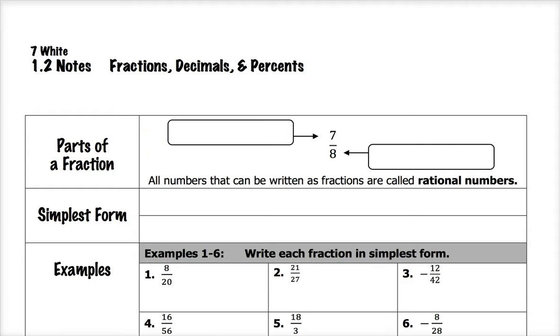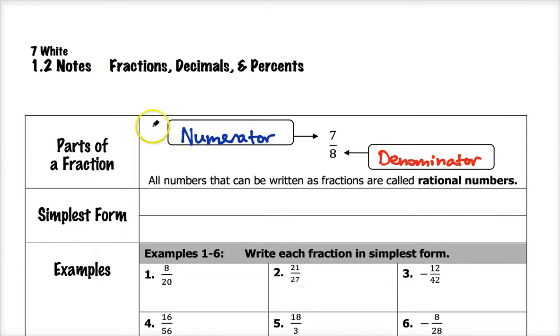So we're going to start out with the different parts of a fraction. If we have the fraction 7/8, you should know that the top part of a fraction is called the numerator, and the bottom part of a fraction is called the denominator. So that should be reviewed for you. All numbers that can be written as fractions, in this format, are what we call rational numbers. So rational numbers is just a fancy way of saying fractions.